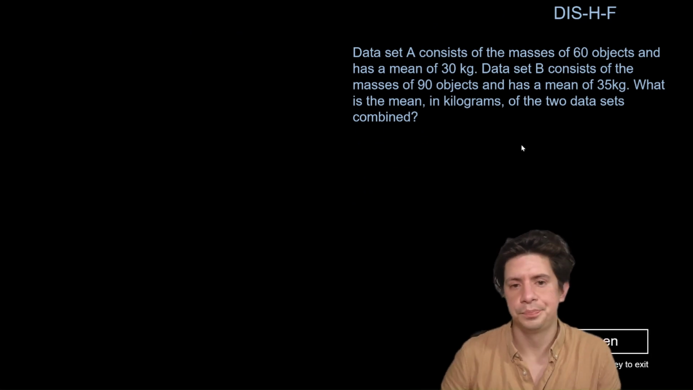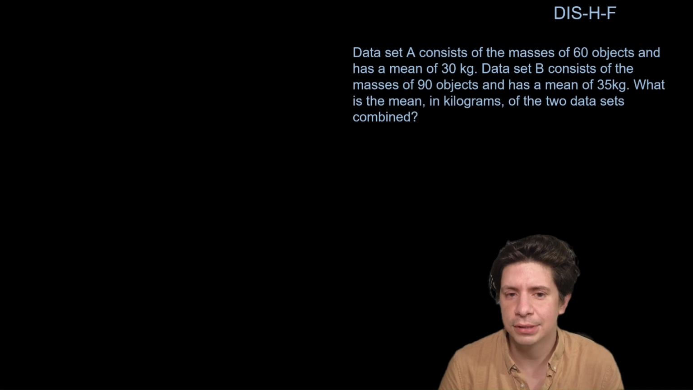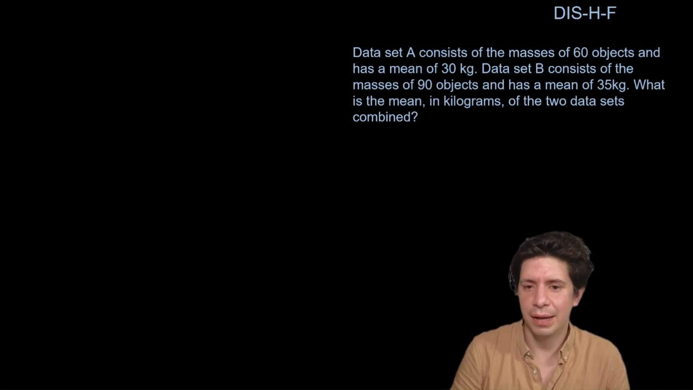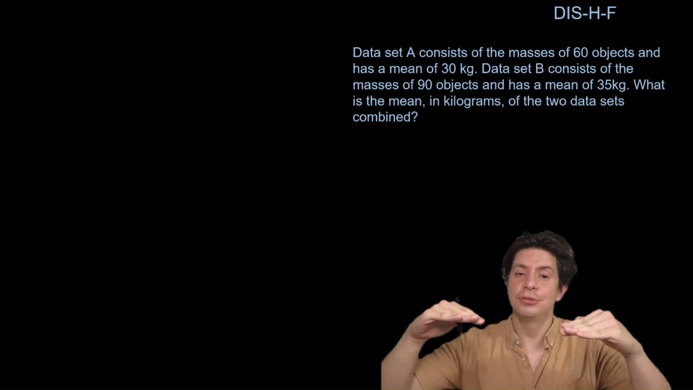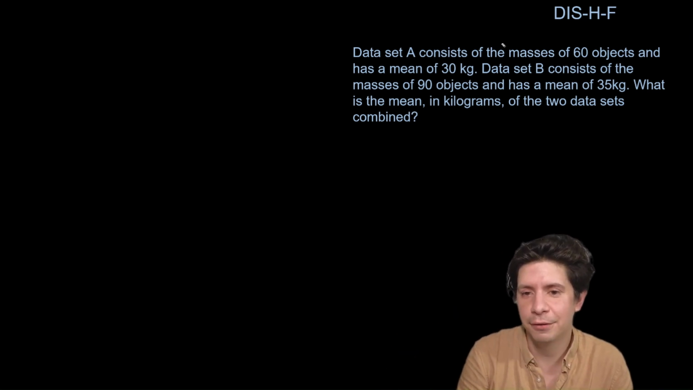Okay. So now we have F. Dataset A consists of the masses of 60 objects and has a mean of 30 kilograms. Dataset B consists of the masses of 90 objects and has a mean of 35 kilograms. What is the mean in kilograms of the two datasets combined? So if they were perfectly balanced, you could just take the means and find them if they were the same number of objects. But here you account for the different number of objects.